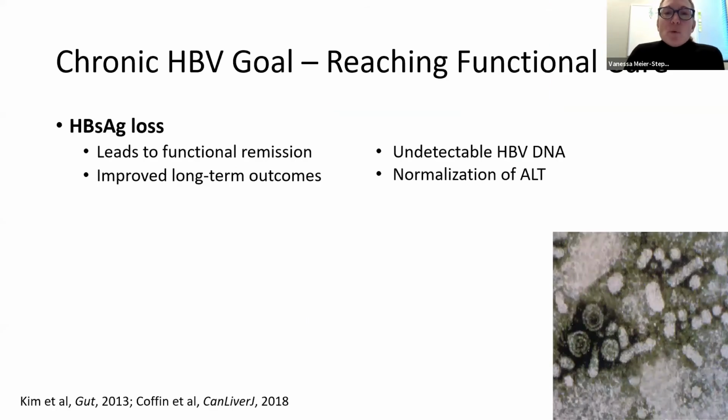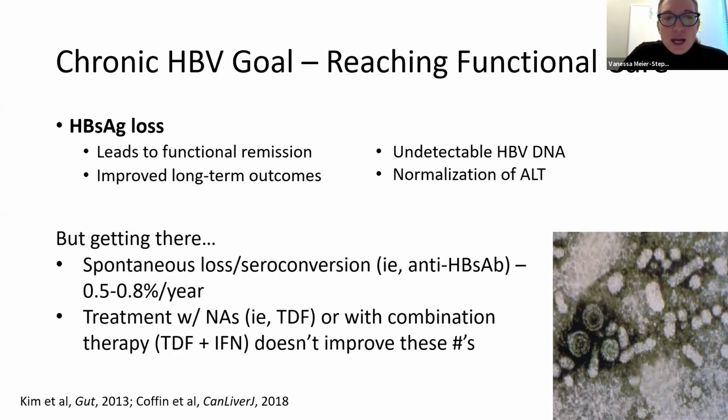One of the strategies for cure is actually more of a functional cure. When we talk about the hepatitis B goal, we talk about reaching functional cure, which is surface antigen loss. While we have all of these little things being spit out into our bloodstream, distracting our immune system and tiring it out, if we are able to lower that, remove that, and have a loss of that antigen, we have evidence that it leads to a functional remission and improved long-term outcomes. Getting there, though, is its own challenge.